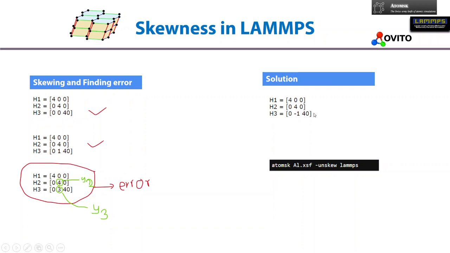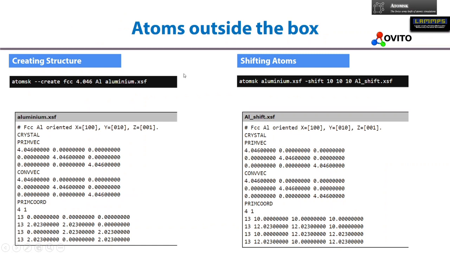And we can automate this process by using the option unskew, and this can be stored and run in LAMMPS. Next we will go to atoms outside the box. Firstly we create an FCC structure of aluminum using a lattice parameter of 4.046. Next we will shift the atoms. Here you see I have used the option shift 10 10 10, where I will shift the atoms by a value of 10 in all the directions and store it in the .xsf file.